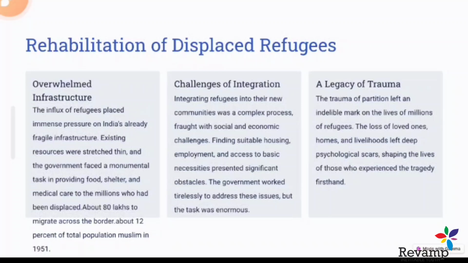And the third is the legacy of trauma. What does it mean? The legacy of trauma means those who lost their lives and some near and dear ones, some of the children lost their families.